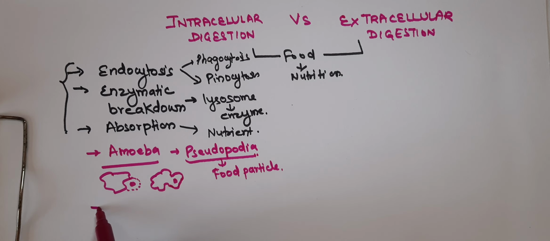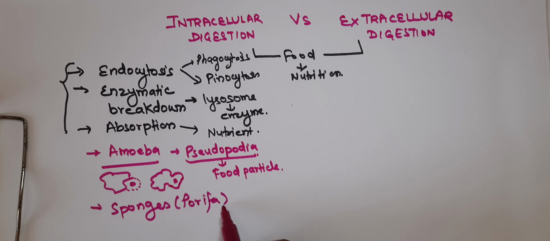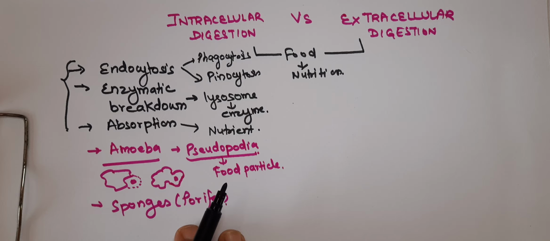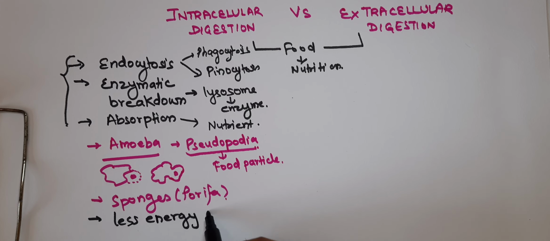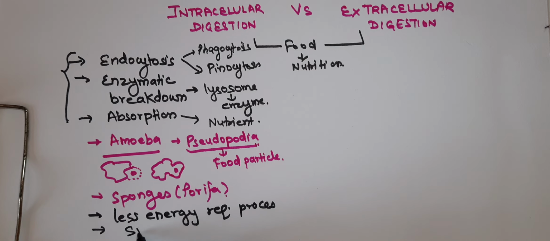So the examples are amoeba and the sponges, which belong to phylum Porifera. They also display intracellular digestion. And if we talk about the advantages, students, this intracellular digestion is a less energy-requiring process as compared to extracellular digestion. This works well in simple organisms like amoeba and sponges.